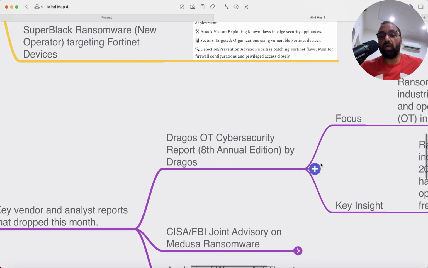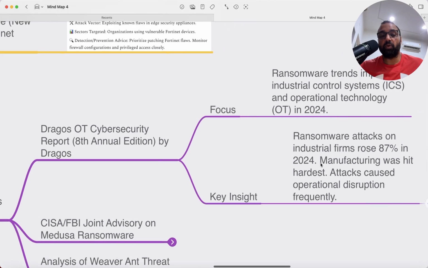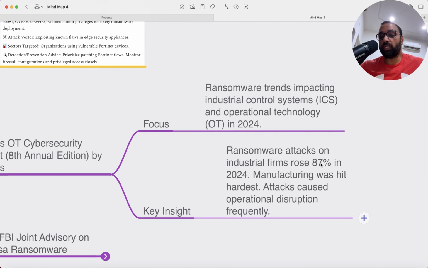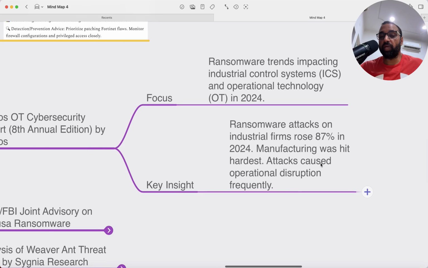One, the Dragos OT cybersecurity report, the 8th annual edition from Dragos. This report focuses on identifying ransomware trends that impact ICS systems and OT technology in 2024. And the key insight that I found was that ransomware attacks on industrial firms rose 87% in 2024. Manufacturing was hit the hardest, and these attacks caused operational disruption.